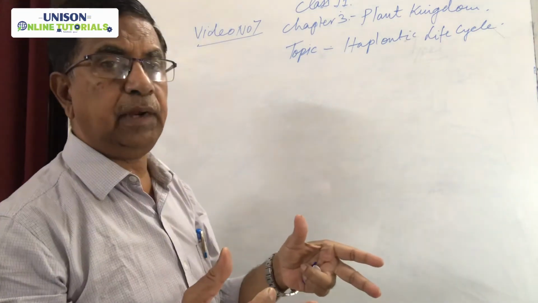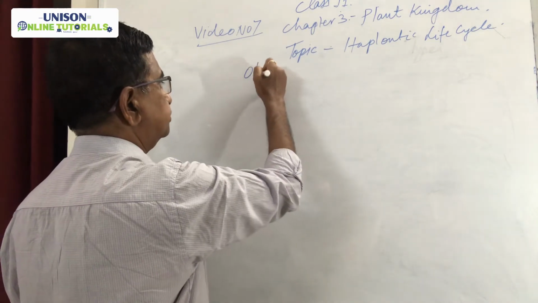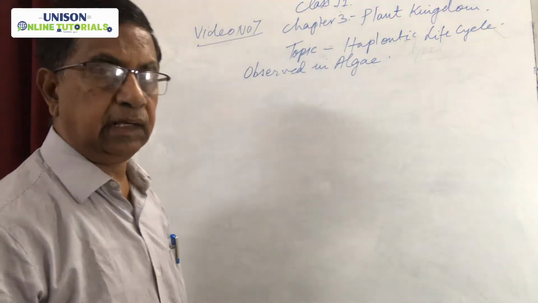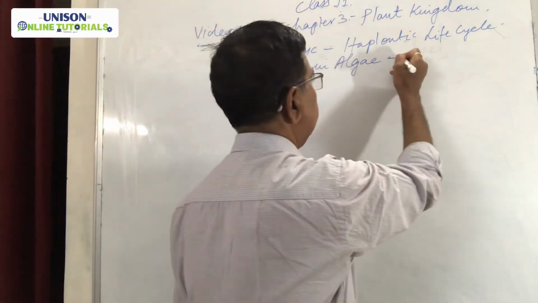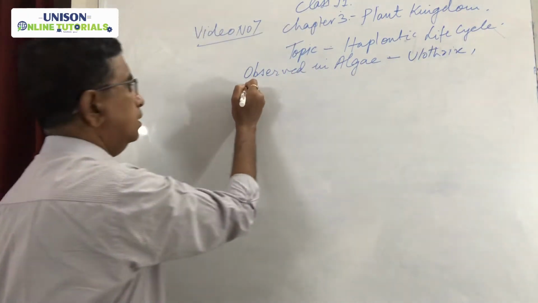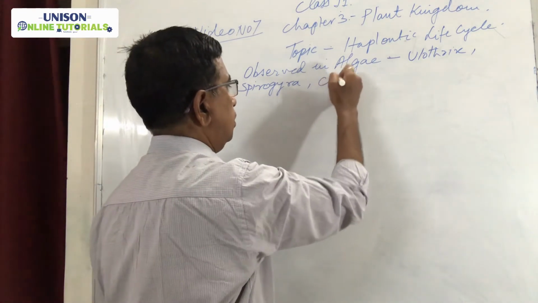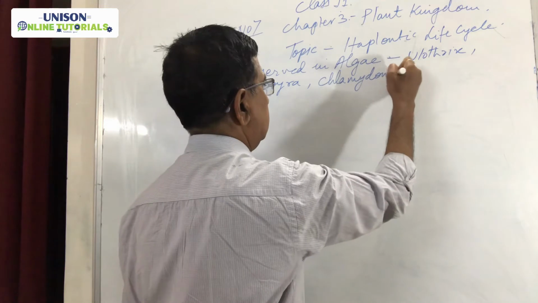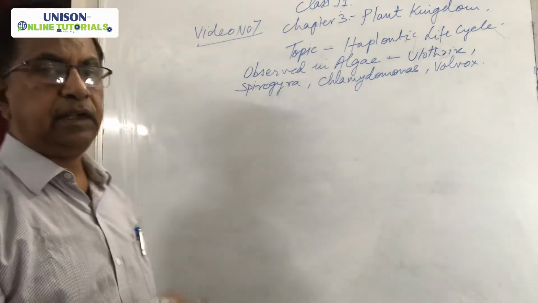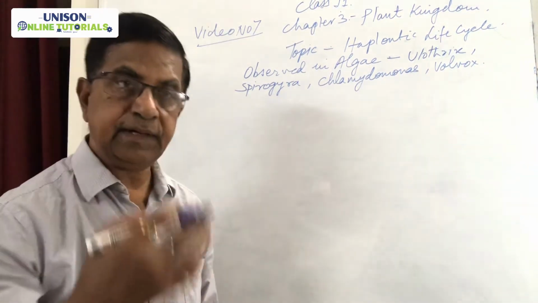Now, in which kind of plant is the haplontic life cycle found? Haplontic life cycle is observed in algae, and not all algae, but most of the algae, and those are Ulothrix, Spirogyra, Chlamydomonas, and Volvox. In these algae, the haplontic life cycle is there. Now we have to find out what is haplontic life cycle.